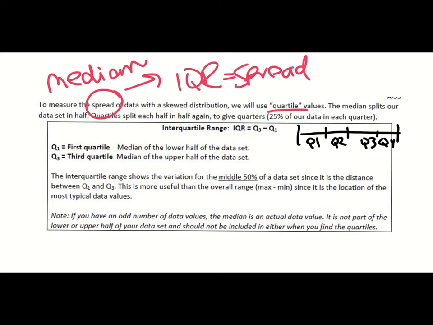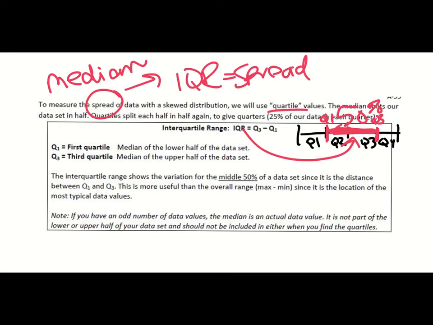Your quartile 1 is basically the end of the first quarter, and this is the end of quartile 3. So your interquartile range is this range right here. This is your interquartile range, the area in here, the middle 50%.